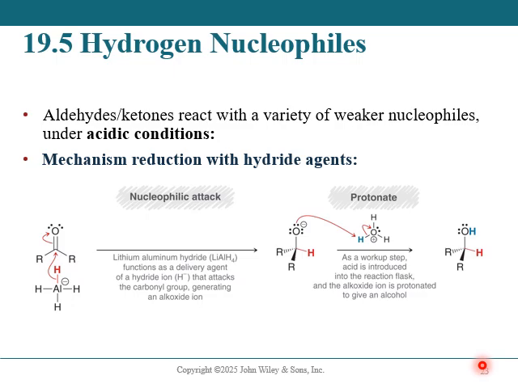Aldehydes and ketones react with a variety of weaker nucleophiles under acidic conditions. The main or generic mechanism is illustrated here. We see first a nucleophilic attack. We have a reducing agent such as lithium aluminum hydride that will donate or deliver the hydride ion that you see here, and then the pair of electrons moves towards the oxygen. That's why you get this right here, that oxide, and then you get a protonation via a hydronium.